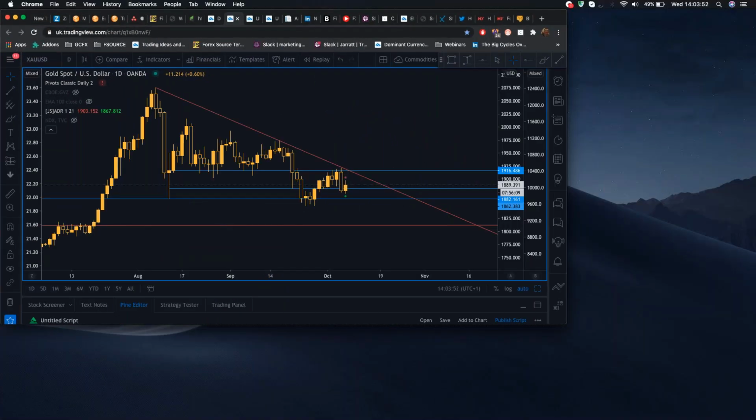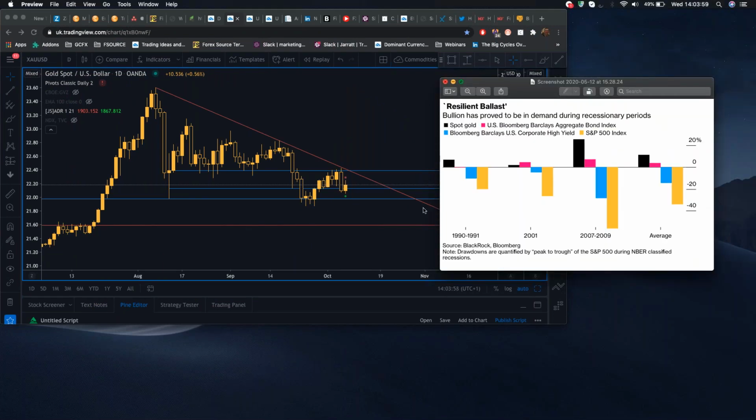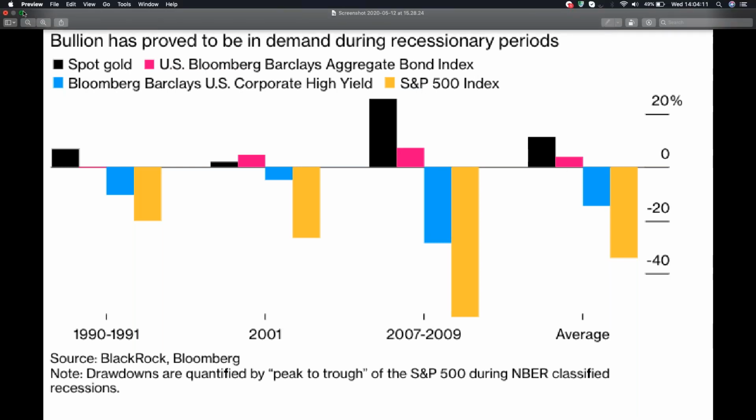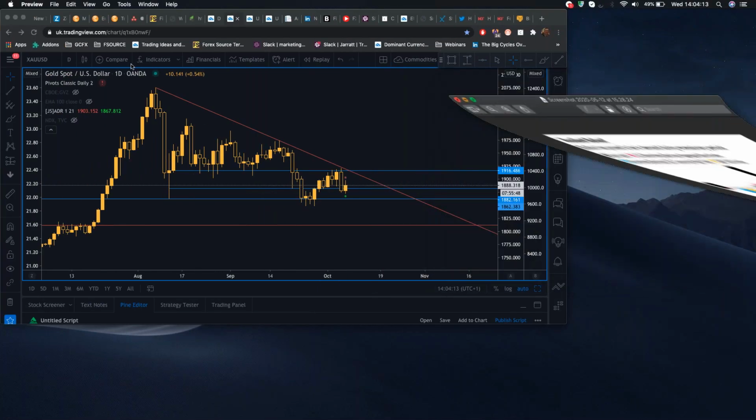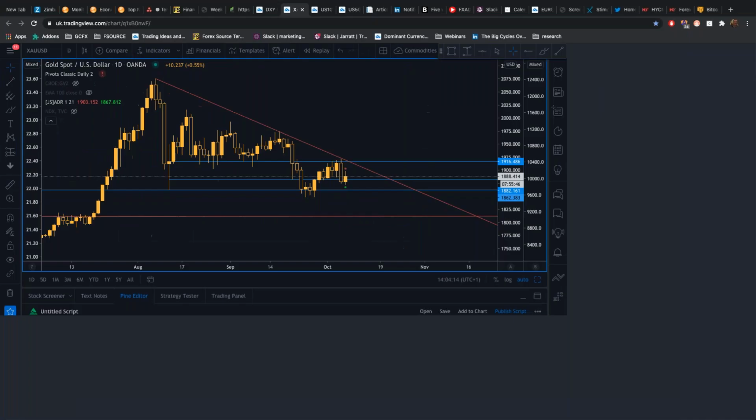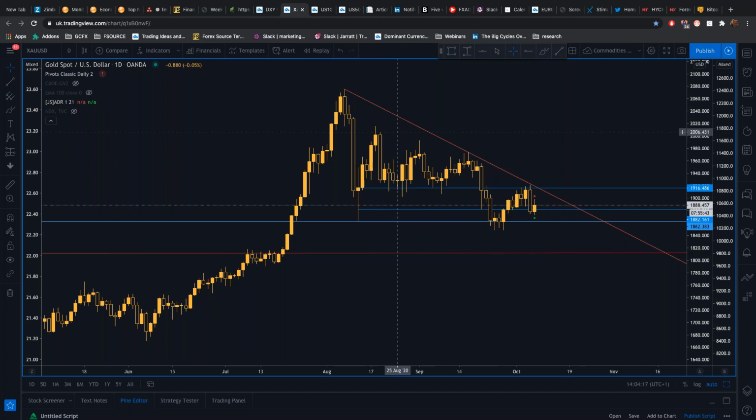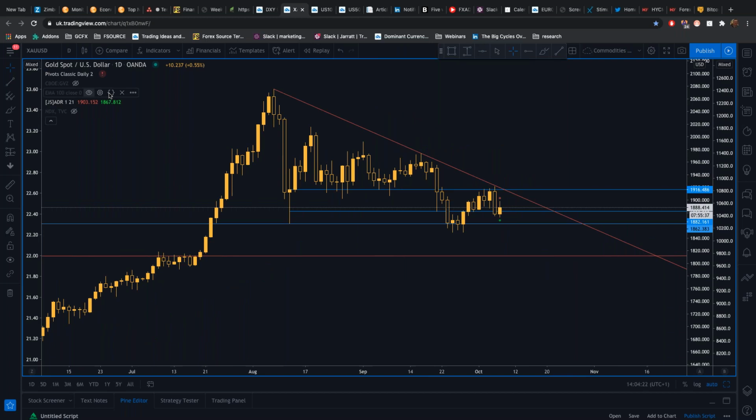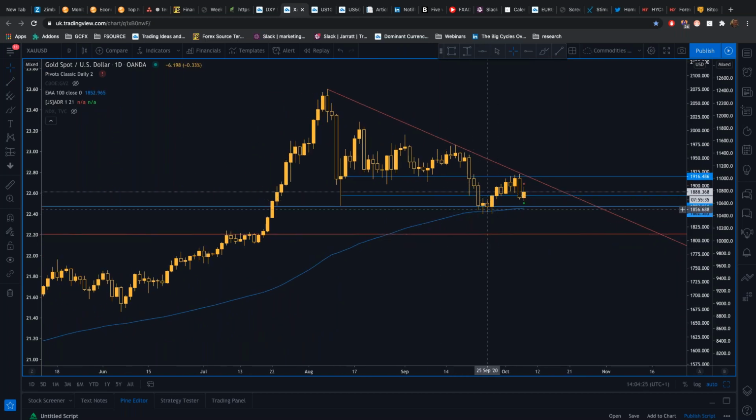If you look at gold during a recession, what you see is that gold tends to gain in value through recessions. You just look here: the 90s, the 2001 dot-com bubble, 2007, the 2009 global financial crisis. Gold rises in value in each and every one. So it's pretty resilient. Gold is seen as an inflation hedge, and my perspective on gold is that the medium-term bullish picture remains. One area to enter this would be simply the 100 exponential moving average.